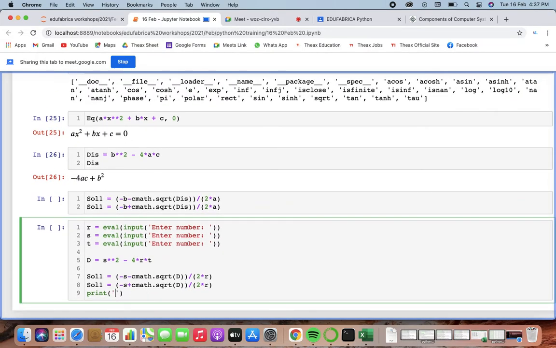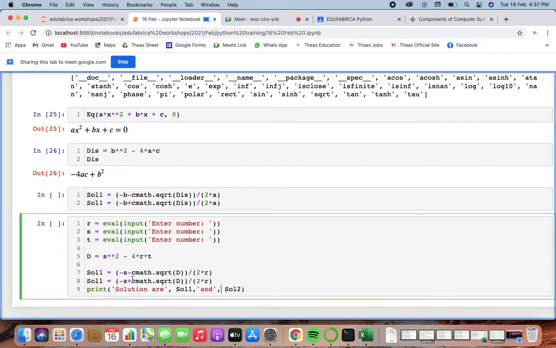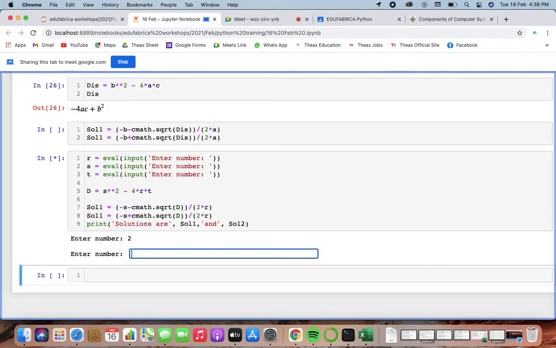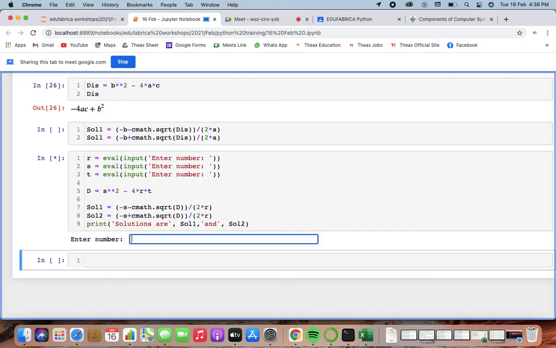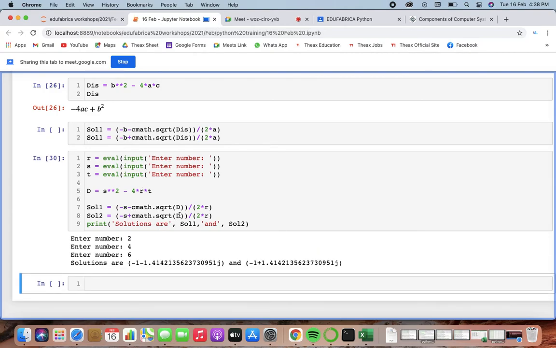Okay, now we'll be printing solve 1, then solve 2. Alright, now let's see what comes. We need to give values for ABC, or you can say RST. Let's run it. Let's give 2, 4, and 6. Any errors? Yes, solve 2 is not defined. Okay. With 2, 4, and 6, we are getting some complex results here: minus 1 minus of this, minus 1 plus of this.